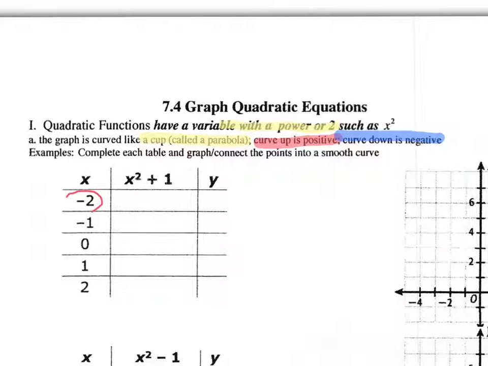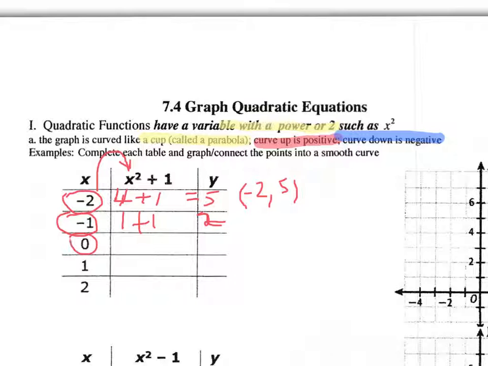Just like with linear graphing, we're going to take the numbers here for x and substitute them into the equation or function here. This means negative 2 times negative 2 would be a 4, plus 1 equals 5. And this makes the point negative 2, 5, which we will graph. Now substitute negative 1. Negative 1 times negative 1 is 1, plus 1 is 2.